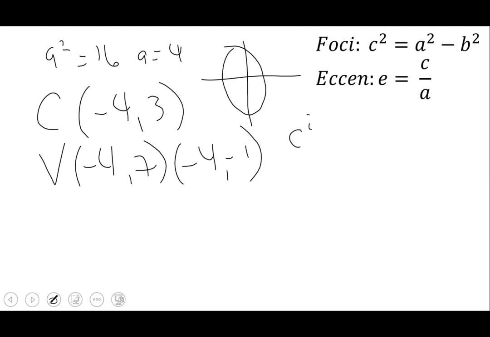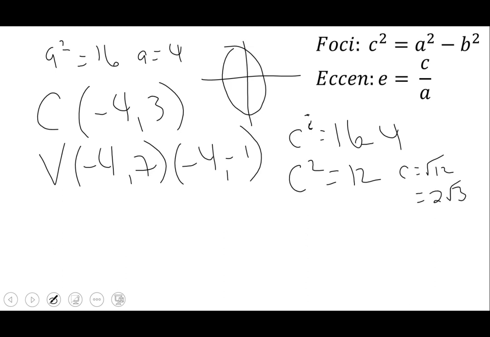The foci formula, which you see in the right-hand corner there: c squared is always going to be equal to a squared, which is 16, minus b squared, which is 4, which means that c squared is equal to 12, which means that c is equal to the square root of 12, which of course is equal to 2 radical 3. So remember that the foci have to also be on the major axis, so you have to be 2 radical 3 units away from the center in the vertical directions.